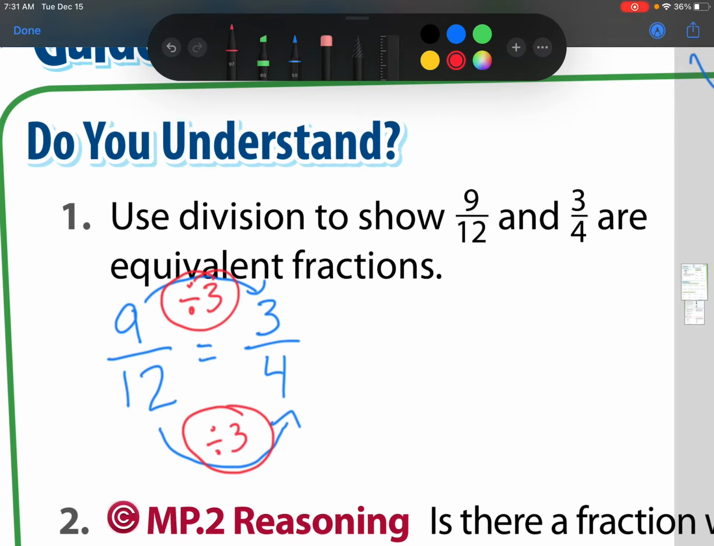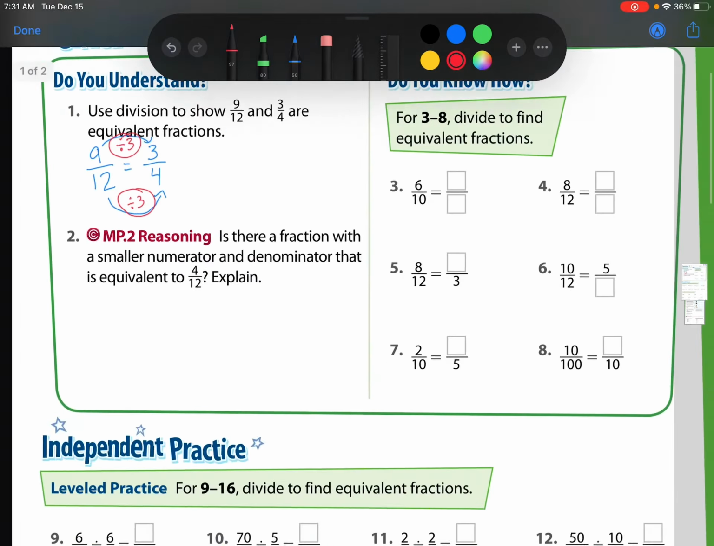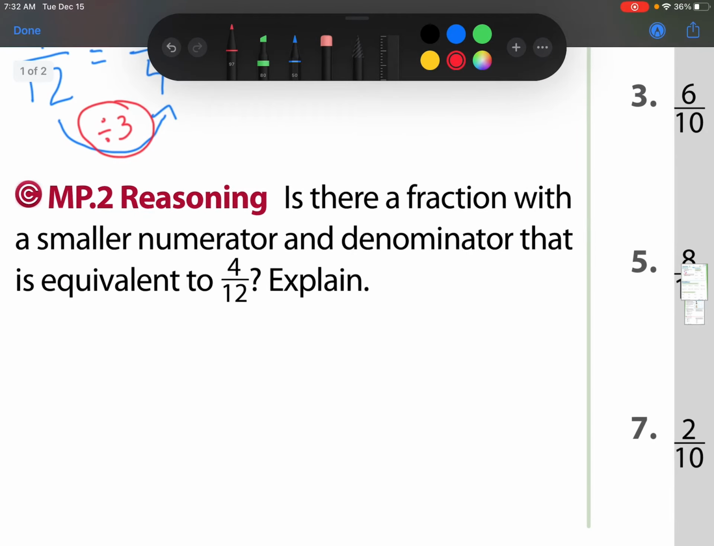So let's head to our next one. This is also why it's important to know those division facts and multiplication facts. Is there a fraction with a smaller numerator and denominator that is equivalent to 4/12? Explain. So they're asking, is there a fraction that's equivalent, that's the same, that we can divide by? Because remember, division makes our numbers smaller. So what do you think?